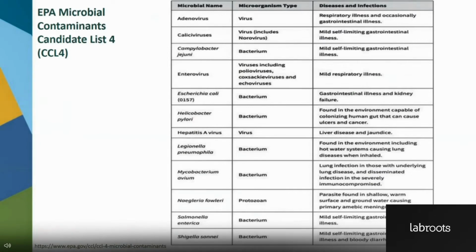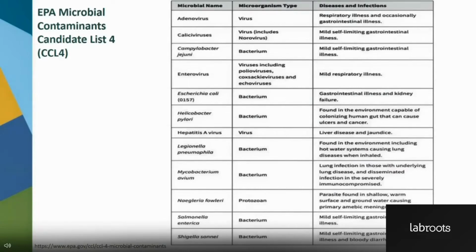The U.S. EPA, Environmental Protection Agency, has proposed a microbial contamination candidate list, and several microorganisms are listed in the table, including adenovirus, norovirus, Salmonella, Mycobacterium avium, and so on. These pathogens are selected because of the diseases and infections they are causing, and they might be regulated by the federal government in the future. The most common disease caused by waterborne pathogens is gastroenteritis.